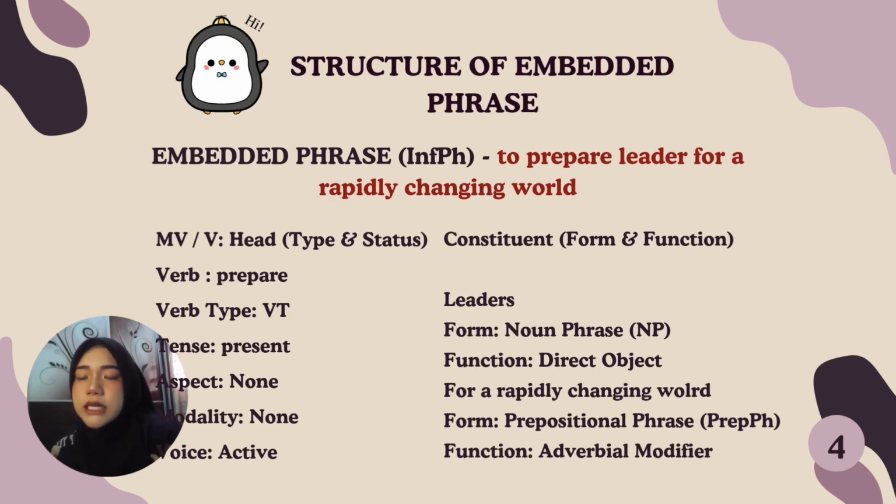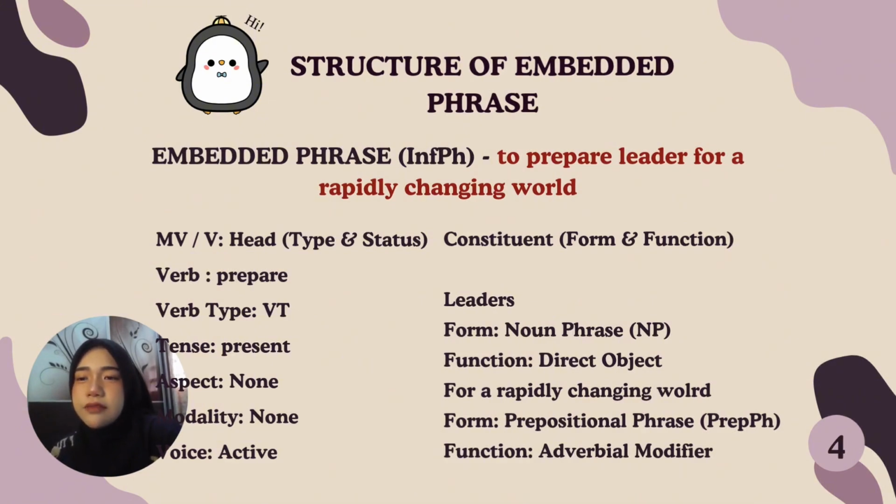Next, for the constituents, the form and function, we have here leaders, which forms a noun phrase, and it functions as a direct object. The word leaders shows who the action is being done to. It is the person or a group that will receive the preparation. The verb needs this object to complete its meaning, because just saying to prepare only is not enough.